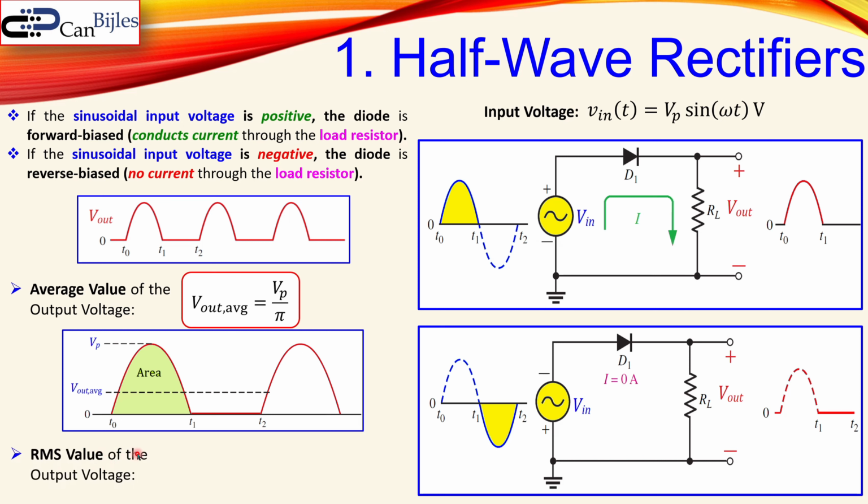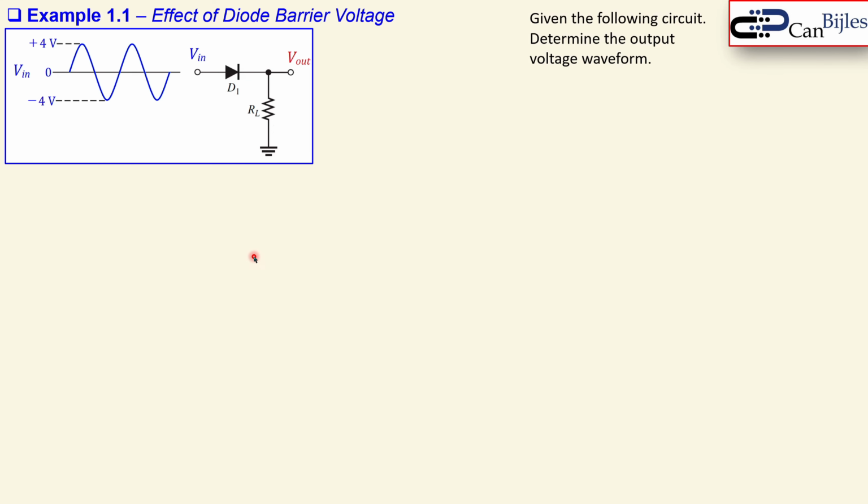The RMS value is also very important, especially for dissipation in the loads, and is given by this expression. V out RMS is equal to the peak voltage of the input divided by 2, assuming the diode has 0 voltage drop when conducting. When we have some voltage drop, we have Vp minus Vd on, which is 0.7 volts as a constant. Those are two important formulas you can use when you work out power conversion or power electronics calculations. Now let's look at our first example and the effect of the barrier voltage of the diode.